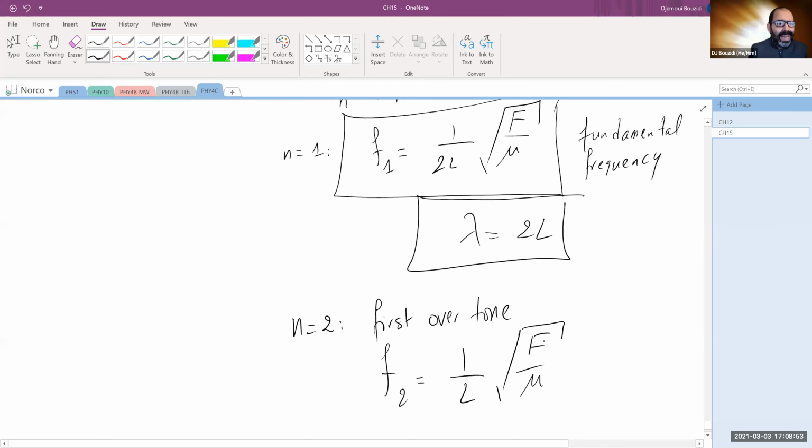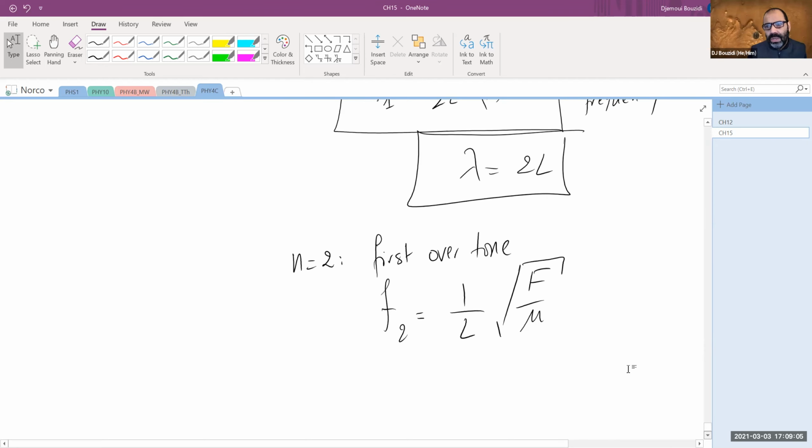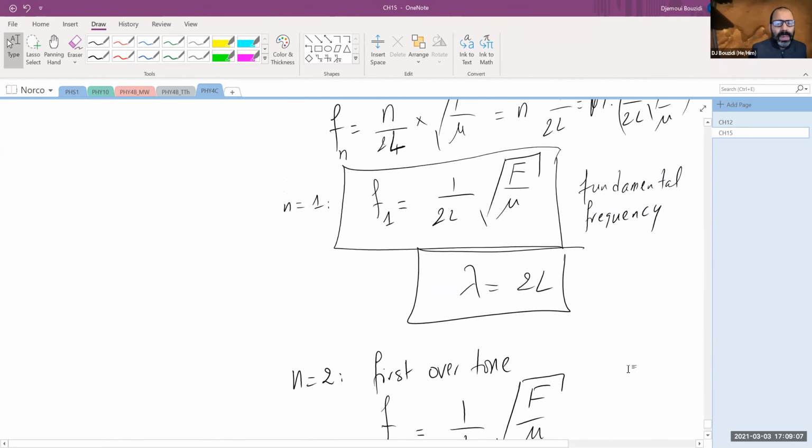And so on and so forth. Now, if I want n equals 3, n equals 4, and so on, you get the picture now. So this is the first overtone. The second overtone is for n equals 3, and so on and so forth. So the picture is now completed.